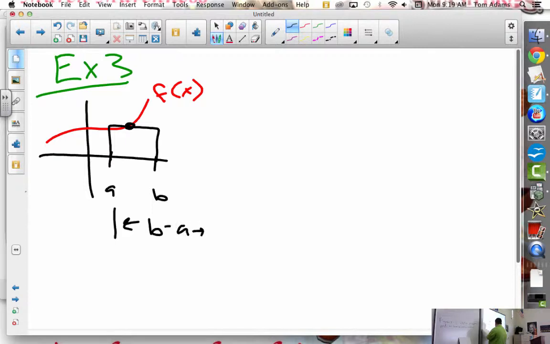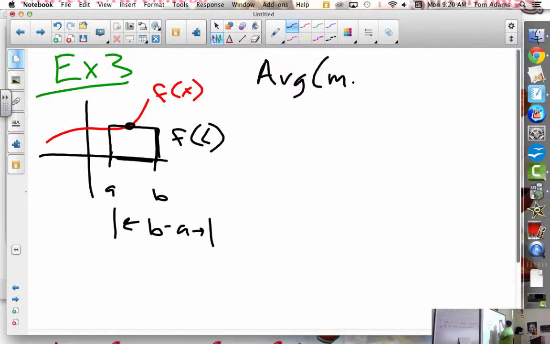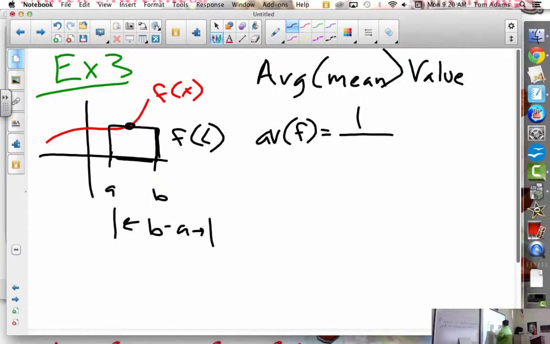If I wanted to mathematically figure out what the distance is from here to here, this distance is really f of some point c. And so what I could find is the average area under the curve. In other words, let me write this down. If I say the average or mean value of the area under the curve, I could find the average of f as being equal to 1 over b minus a, like that.